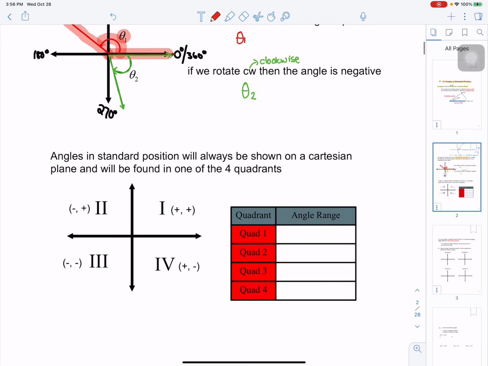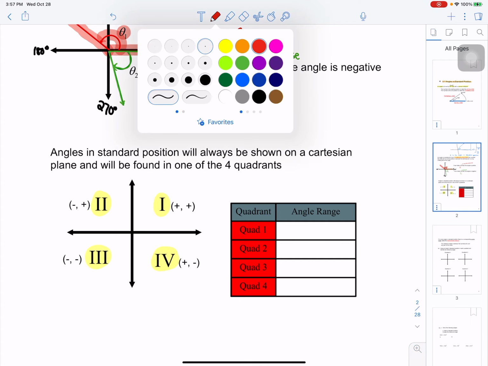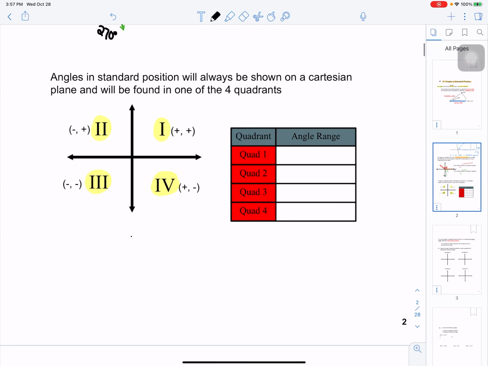Okay. Now, angles in standard position will always be shown in one of the four quadrants. It doesn't matter which direction you move. It doesn't matter how many times you rotate around. The angles will sit in one of these four quadrants. We label the positive x, positive y coordinate quadrant 1. This quadrant, quadrant 2, quadrant 3, and quadrant 4. If you're not good at reading Roman numerals like I'm not, I like to just visualize this with just numbers in it. So 1, 2, 3, and 4.